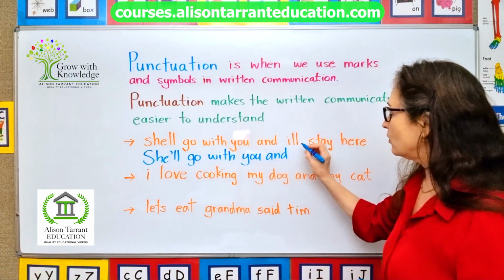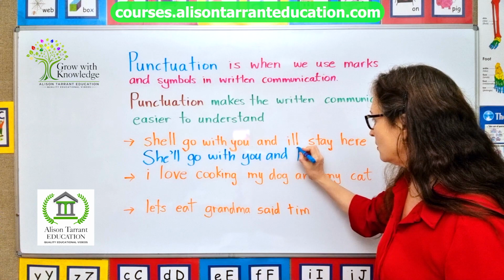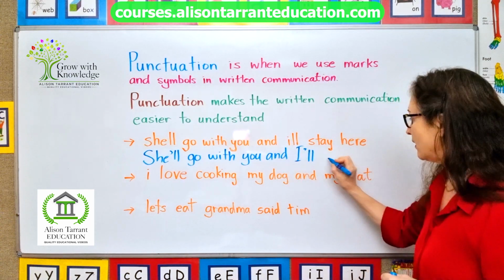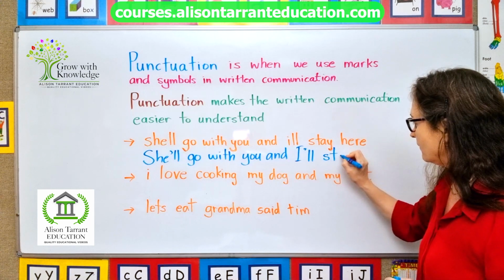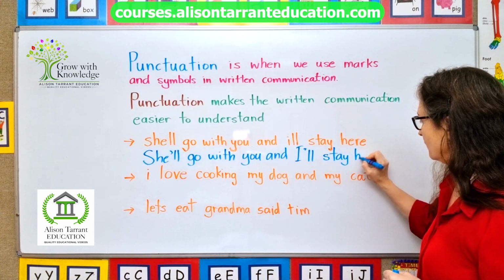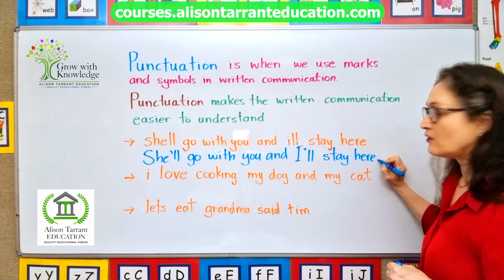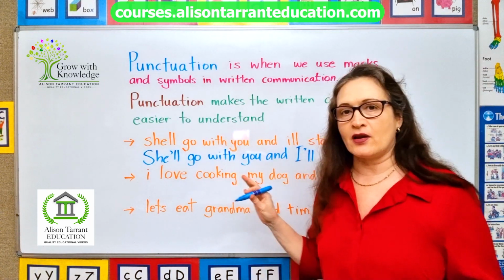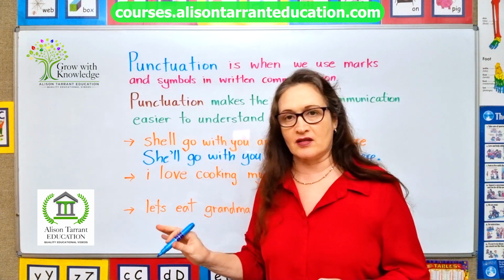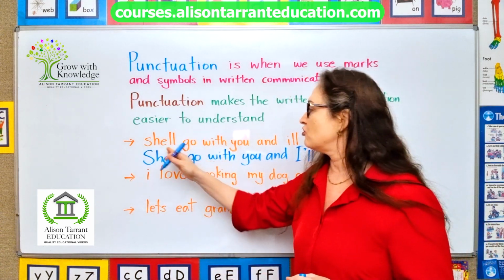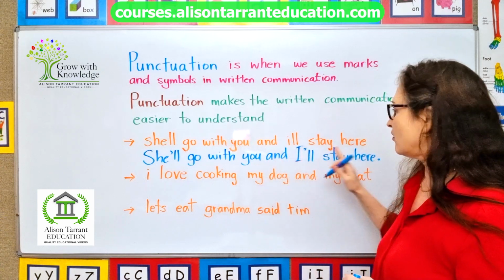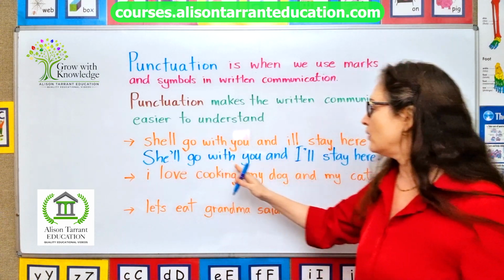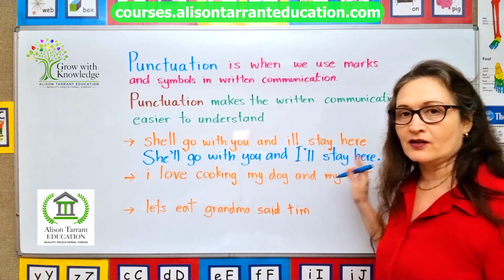And I'll, which is short for I will, stay here. And at the end we have a full stop. Now, do you see how the sentence now just makes sense? Instead of "shall go with you and it'll stay here," it changes with the punctuation symbols. She'll go with you and I'll stay here. Now it makes sense.